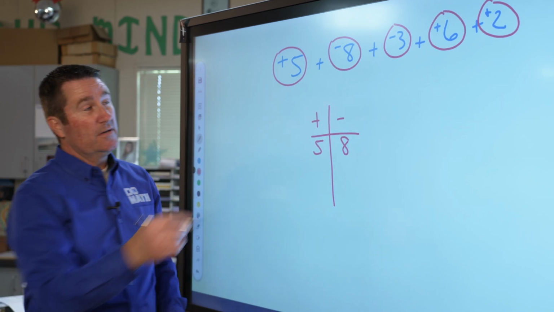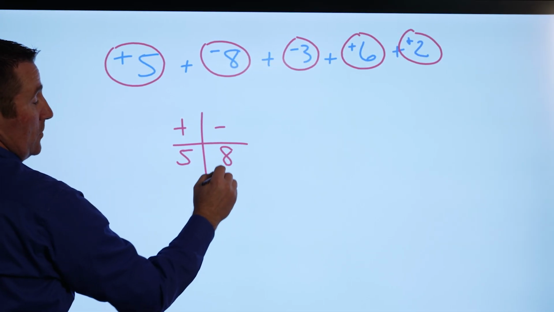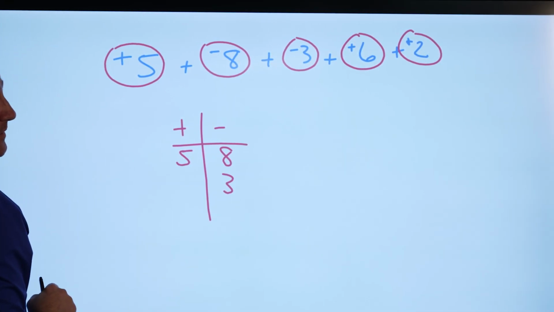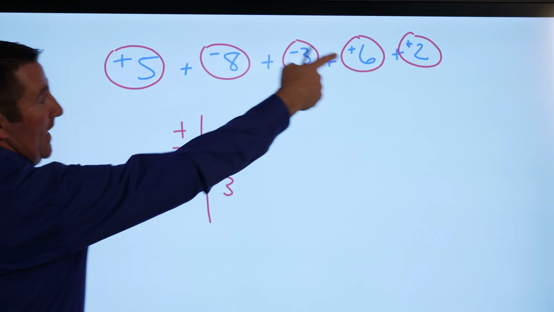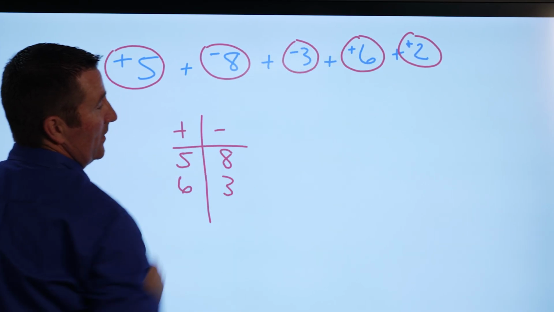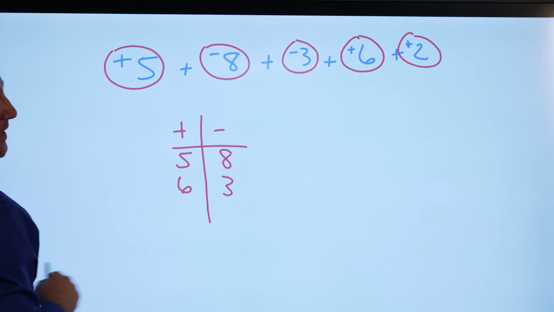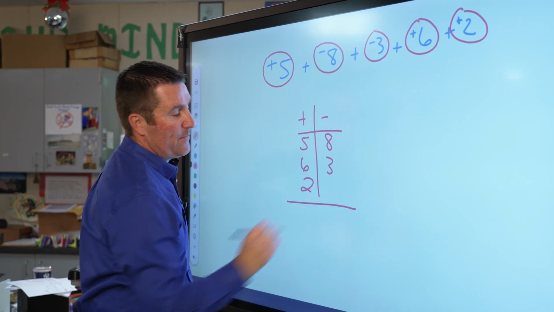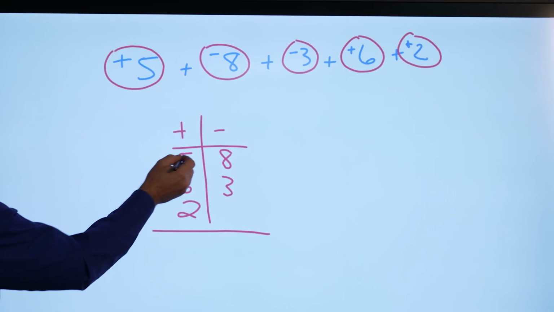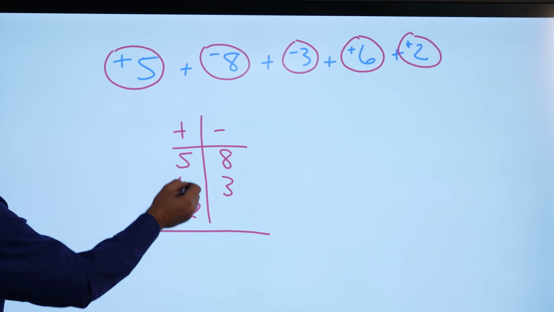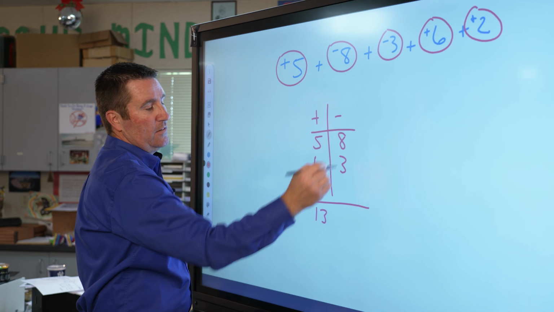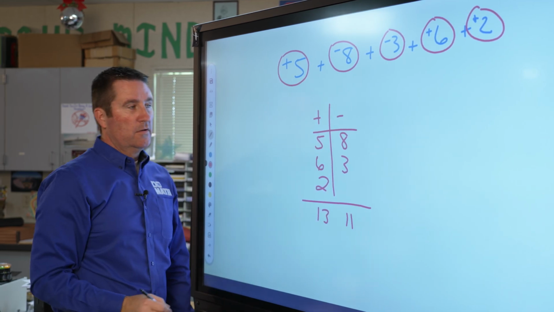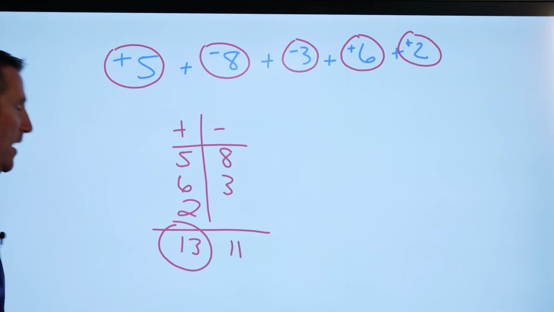But let's figure out the rest of it. You've got a negative 3 here, so 3 is in the negative column. In other words, the negative team scored 3. The positive team scores 6, and then the very last inning, or the very last part of the game, maybe in overtime, the positive team scores 2. So here's what's going to happen. Final score of the game, the positive team scores 5, 6, and 2, which is 13. 8 and 3 is 11. Who's the winner? The positive team is the winner.